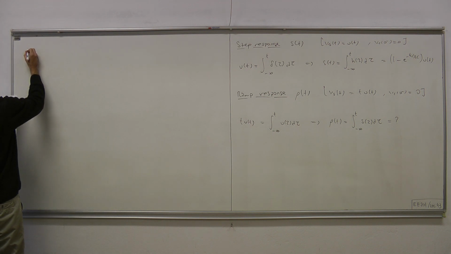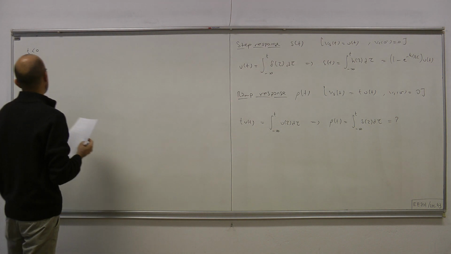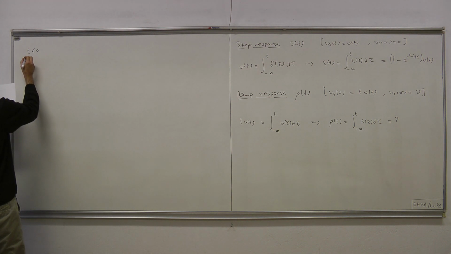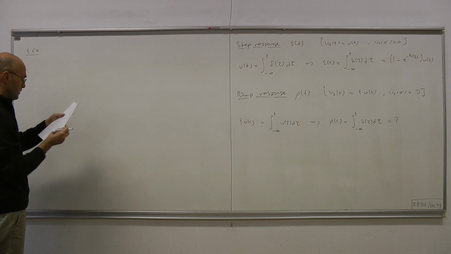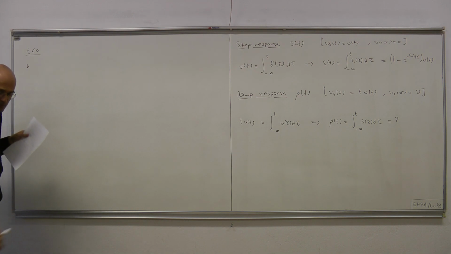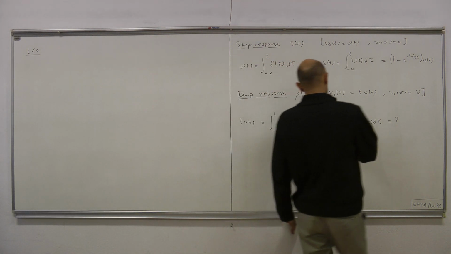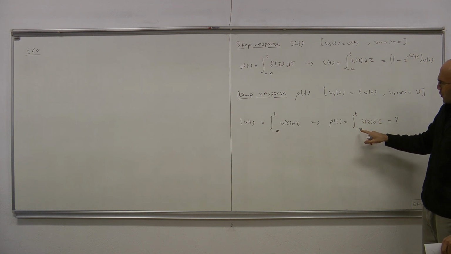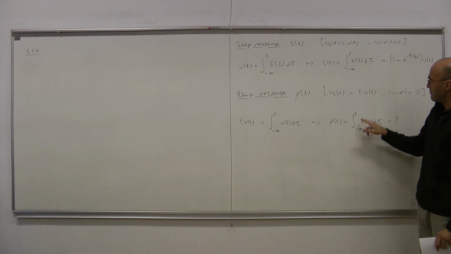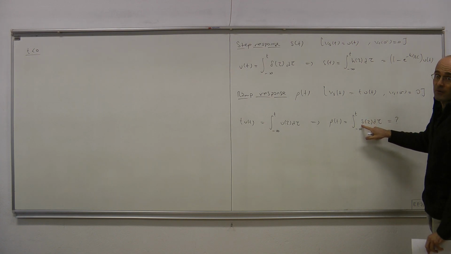Okay, let's approach the problem with a region-by-region analysis. For t negative, we're talking about integration from minus infinity to some negative number. And let's look at the integrand.